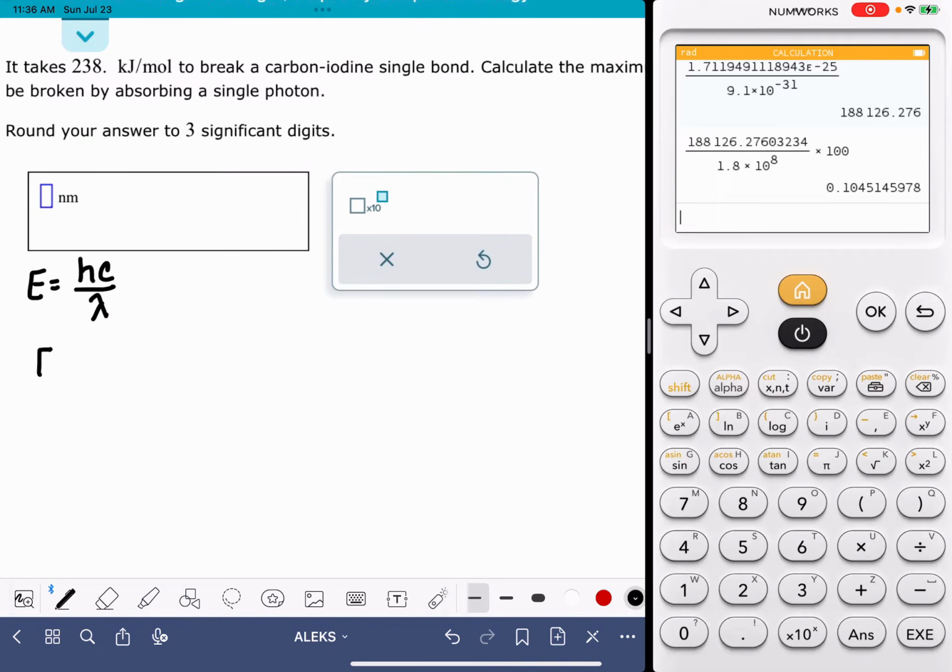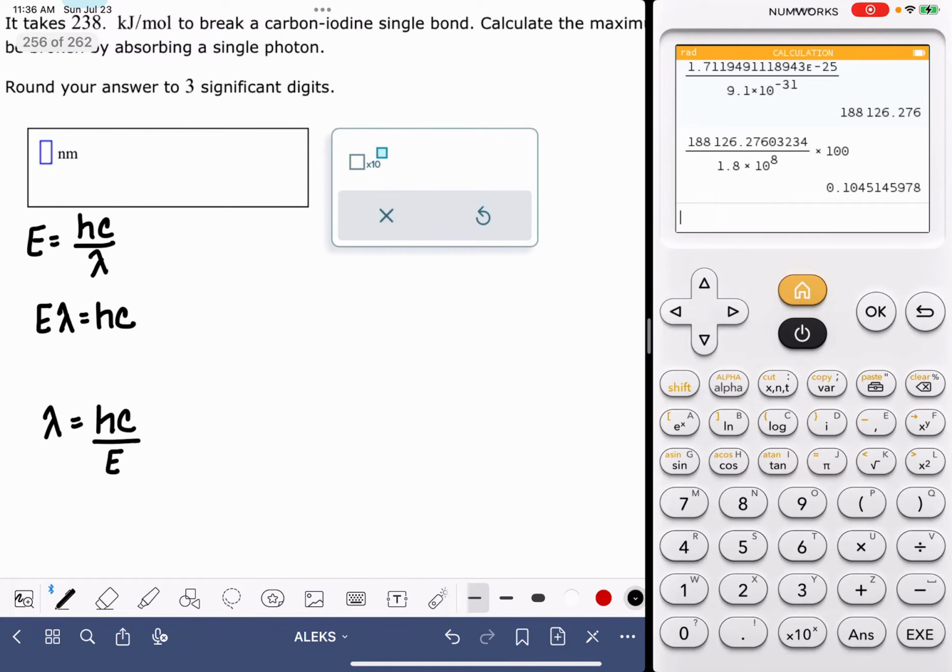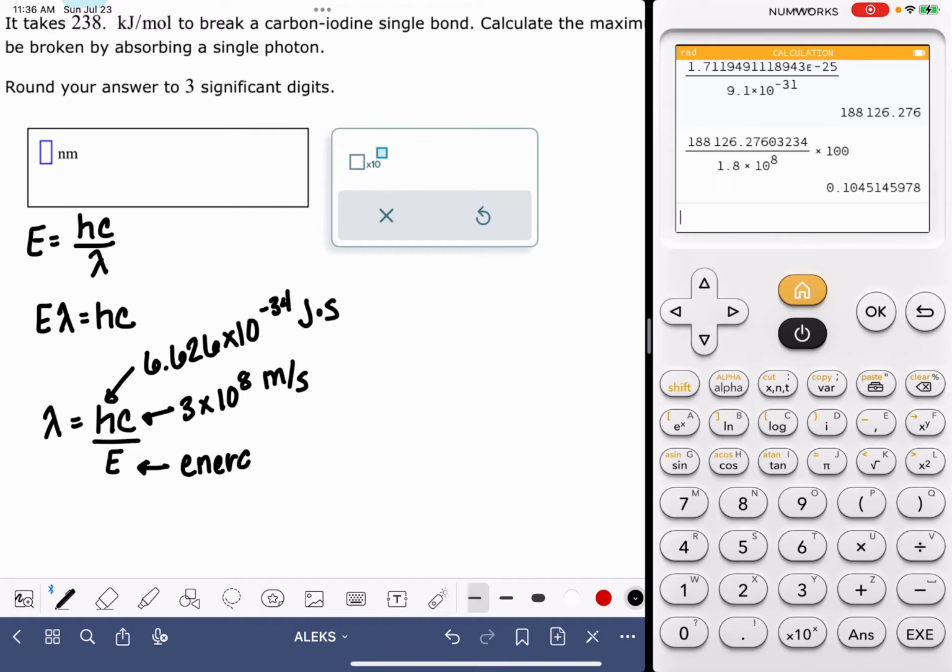So I'm going to start with cross multiplication, and I'm going to rewrite this equation as E lambda equals hc, and then I'm going to rearrange it one more time to solve for lambda. Lambda equals hc over E. Now, as I said, both h and c are constants. H is Planck's constant, and its value is 6.626 times 10 to the negative 34. The units are joules times seconds. C is the speed of light. We're going to use that as 3 times 10 to the 8th meters per second, and E is the energy, which is being provided to us in the problem, and it needs to be in units of joules.